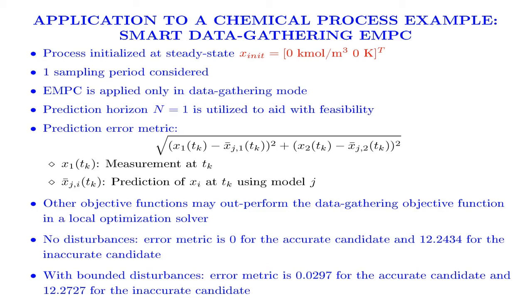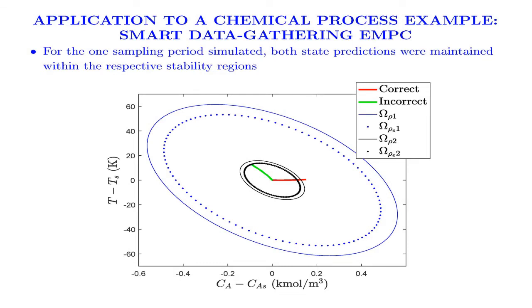With this scenario and without any disturbances, the threshold for this error metric was set to be 0 for the accurate candidate model and 12.24 for the inaccurate candidate. With bounded disturbances, the threshold was set to be close to 0.03 for the accurate candidate and 12.27 for the inaccurate model candidate. Using that error metric, we were able to discern between good and bad potential model structures.